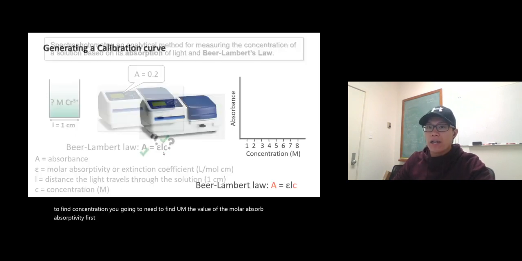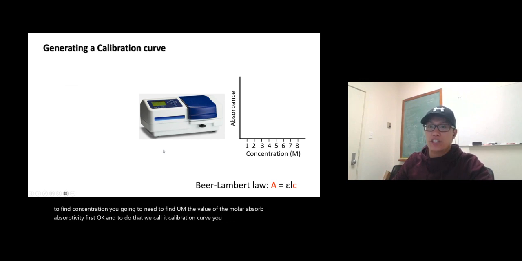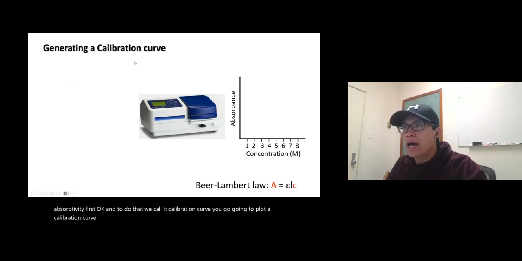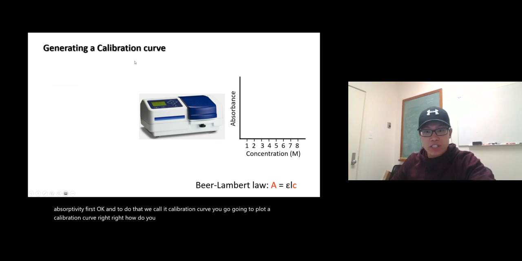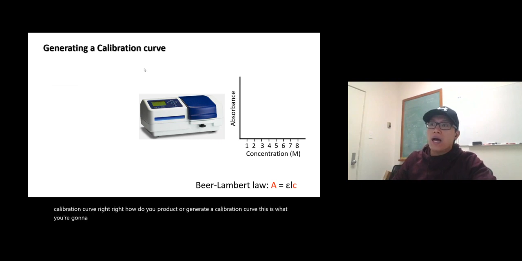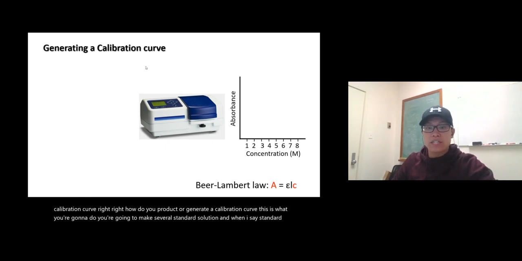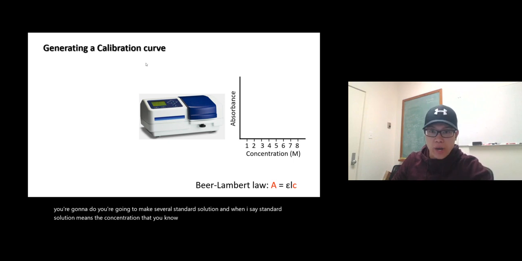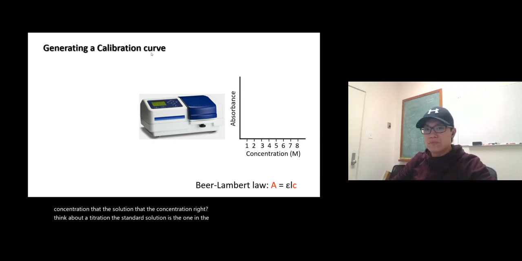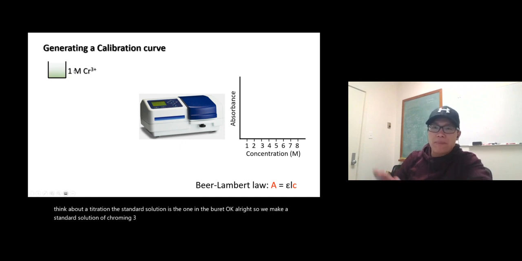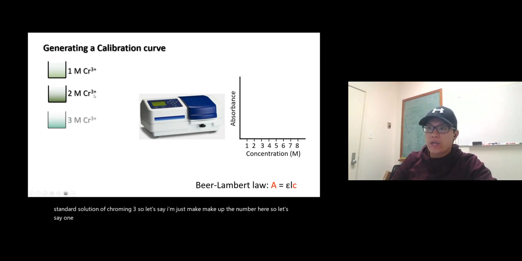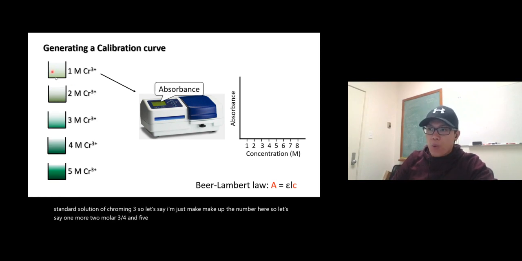Okay. And to do that, we call it a calibration curve. You're going to plot a calibration curve. All right, how do you generate a calibration curve? This is what you're going to do. You're going to make several standard solutions. And when I say standard solution, it means a solution that you know the concentration of, right? If you think about a titration, the standard solution is the one in the burette, okay? All right, so we make standard solutions of chromium 3. So let's say, I'm just making up the numbers here, 1 molar, 2 molar, 3, 4, and 5 molar. Okay, we'll take each one, put it in the cuvette, and then read the absorbance in the spectrophotometer.